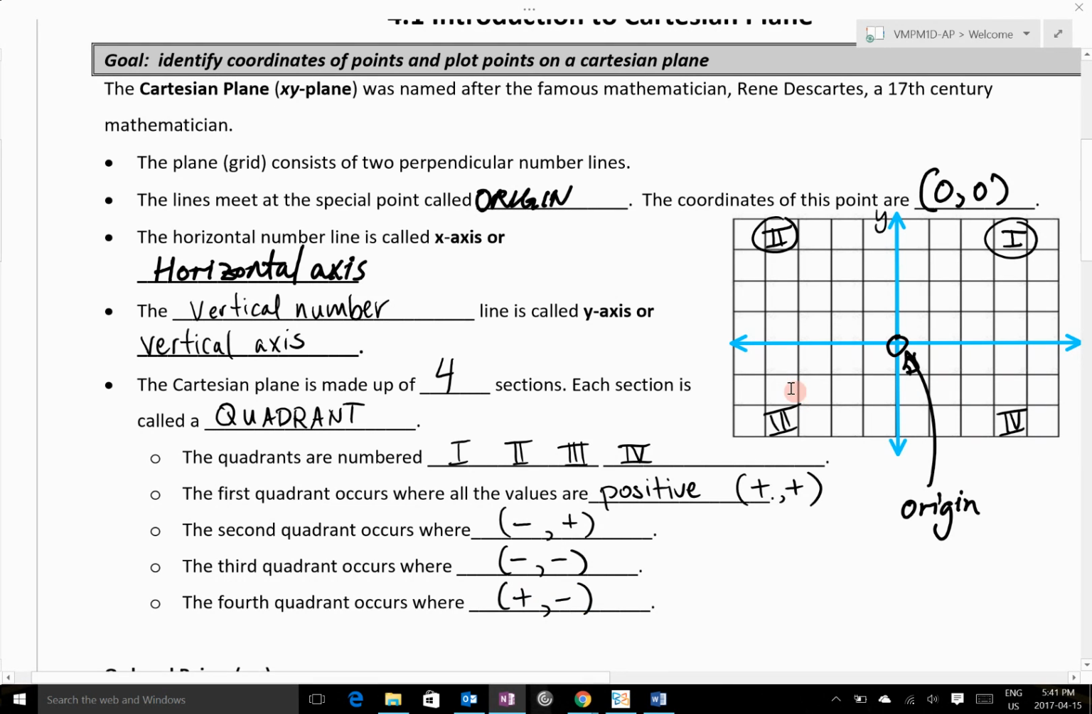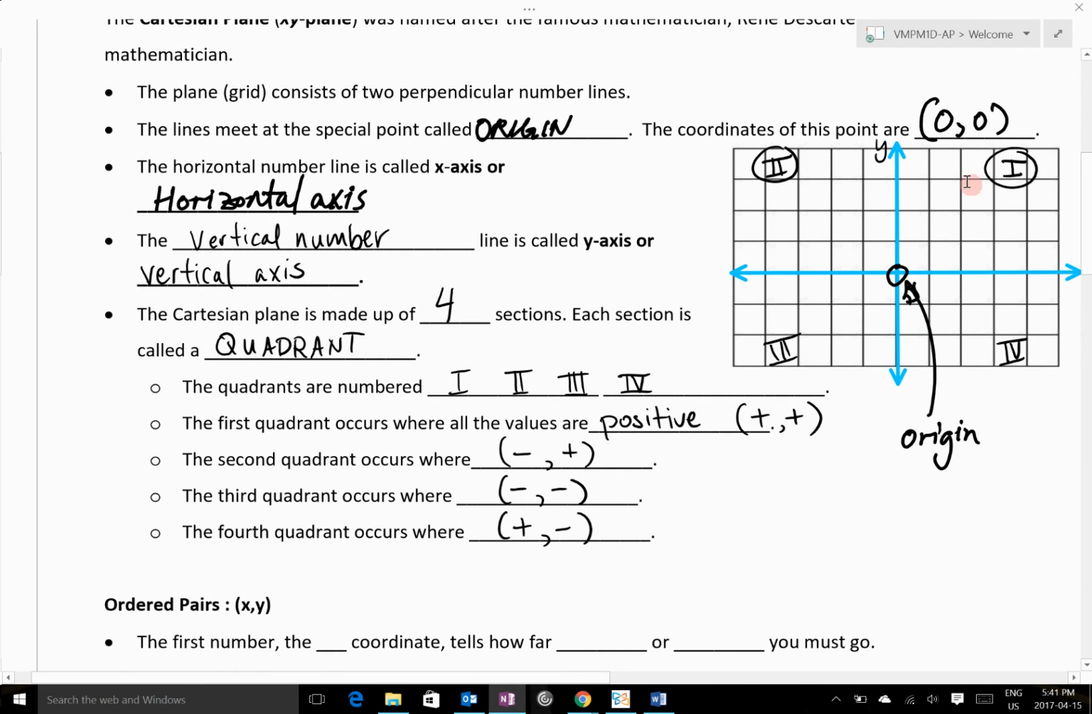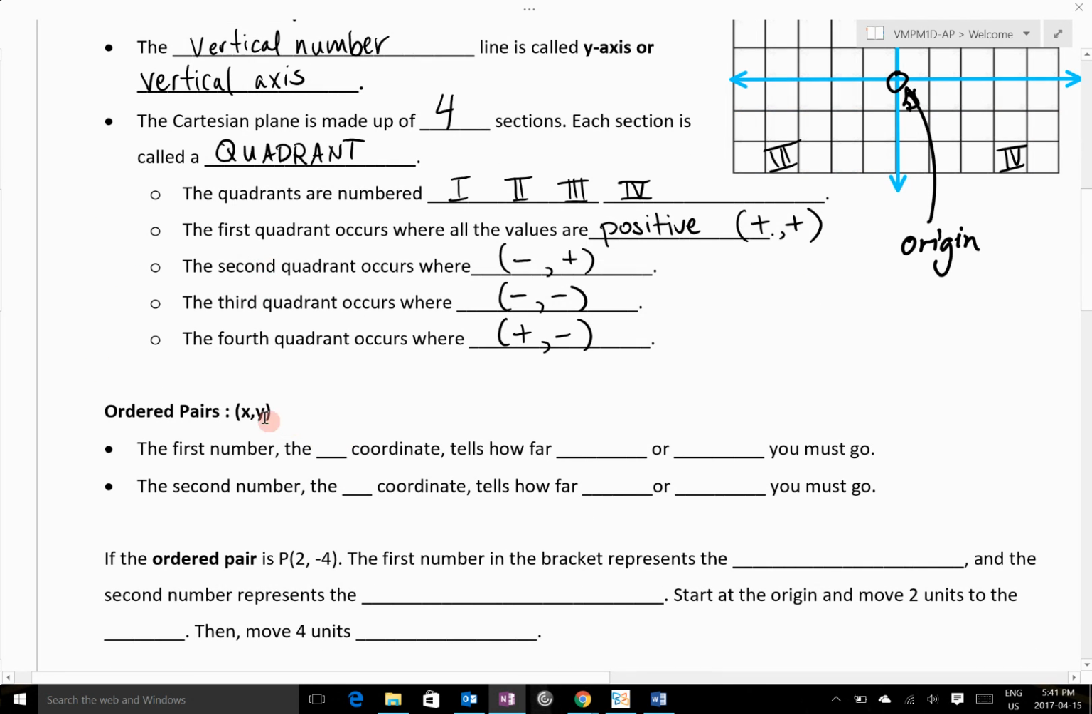Okay. Just to make it clear, the coordinate system is always defined with the x value first and then the y value. So these coordinates are what we call ordered pairs. So the first number is the x coordinate, and this tells us how far left or right you must go from the center, from the origin. And the second number is the y coordinate, and it tells us how far up or down we must go.